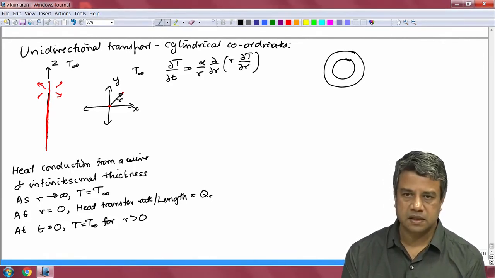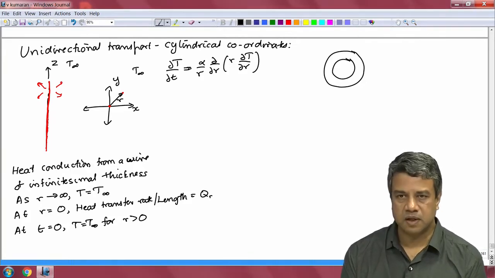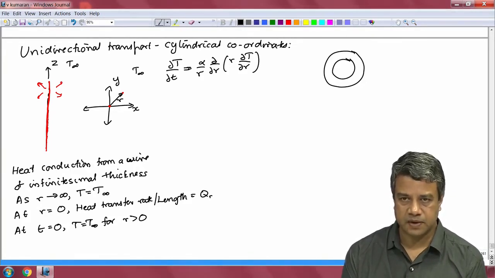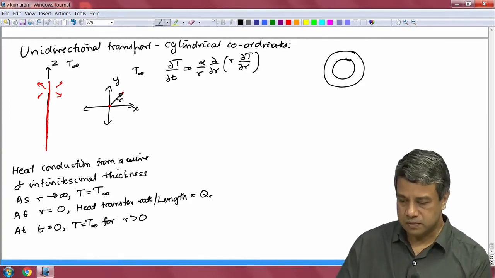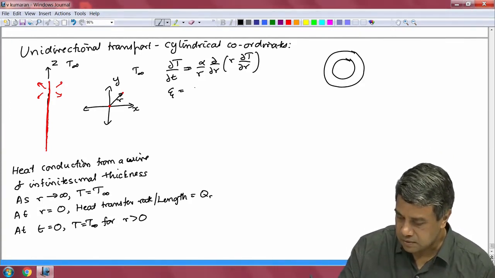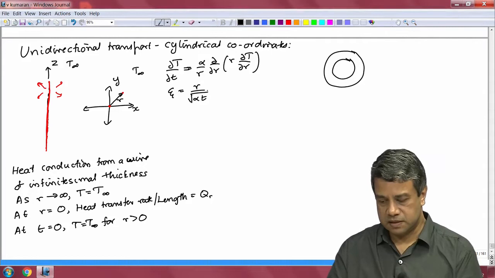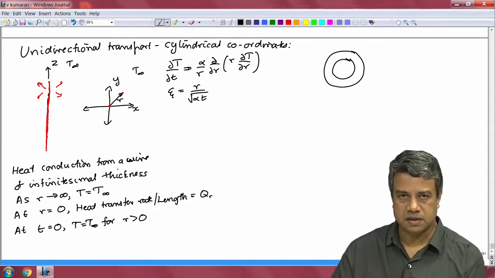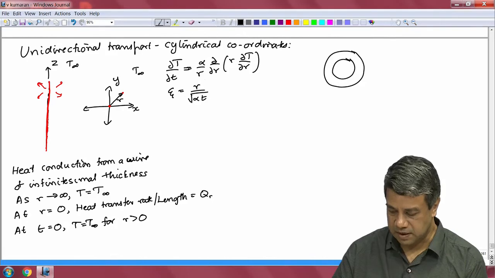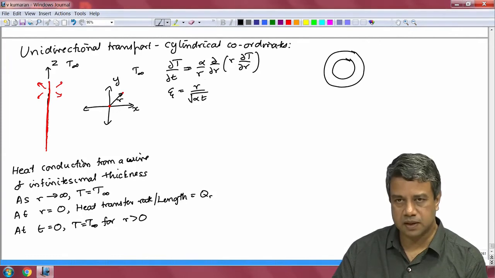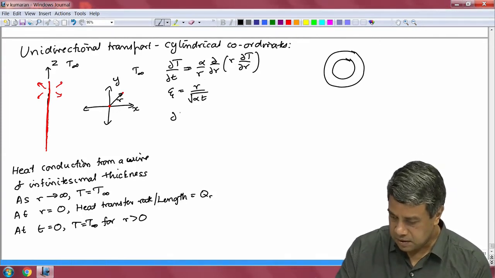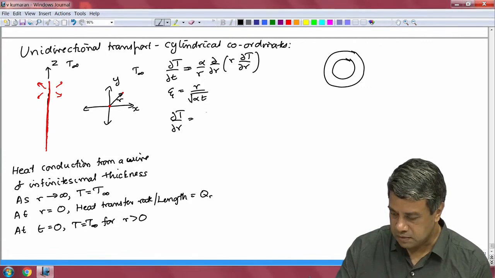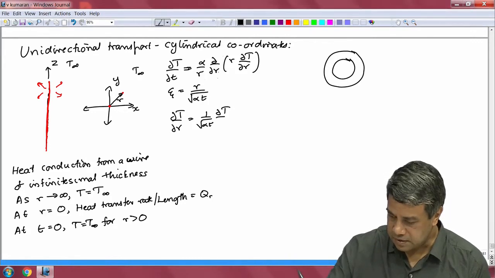So there is no length scale in the problem, and therefore one might attempt a similarity transform. Similarity variable we already know, psi is equal to r by root alpha t, just from dimensional analysis. Substitute that into the equations. Partial T by partial r is equal to 1 by root alpha t dT by d psi.